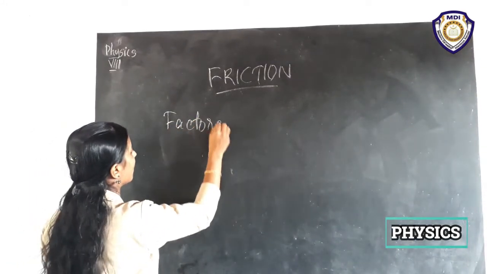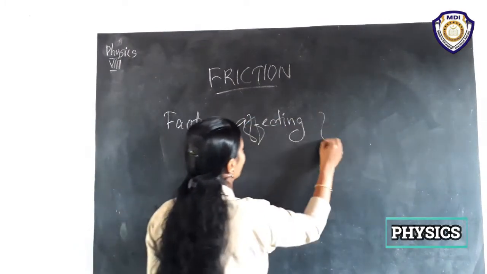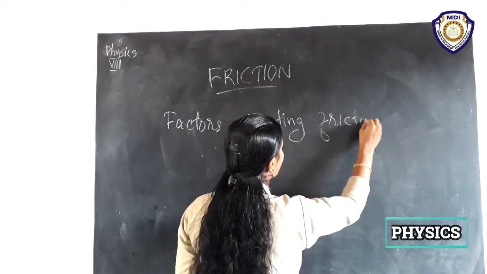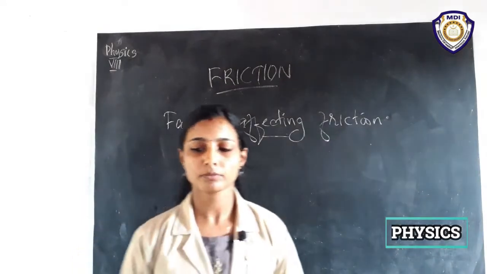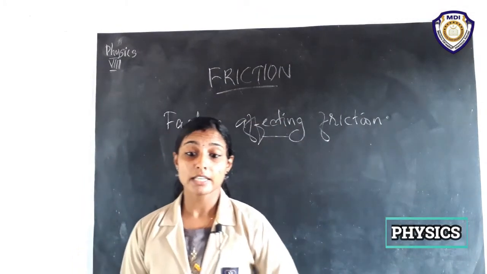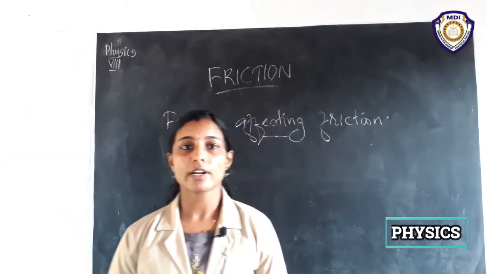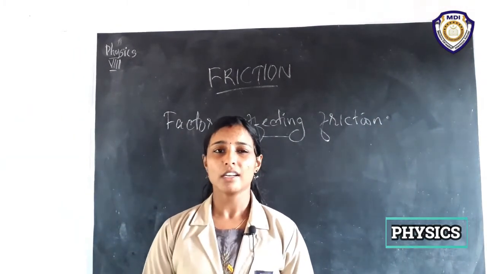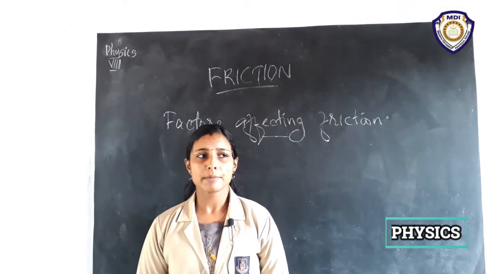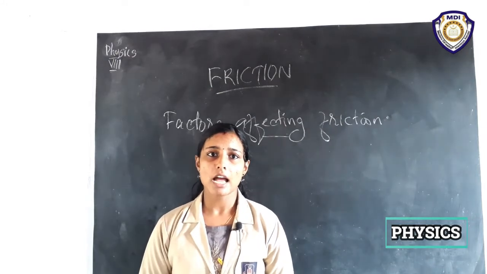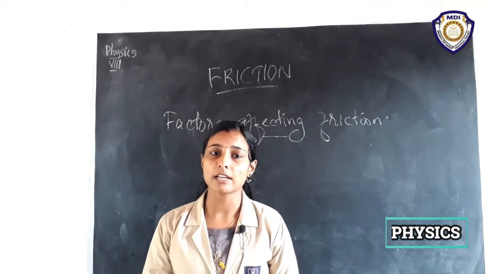So here we are discussing the factors affecting friction. What do you think? What may be the factors? One thing is the smoothness of the surface in contact. You already know we are not able to walk on an extremely smooth surface, right? Extremely smooth surface is only a hypothetical condition. There is no extremely smooth surface.